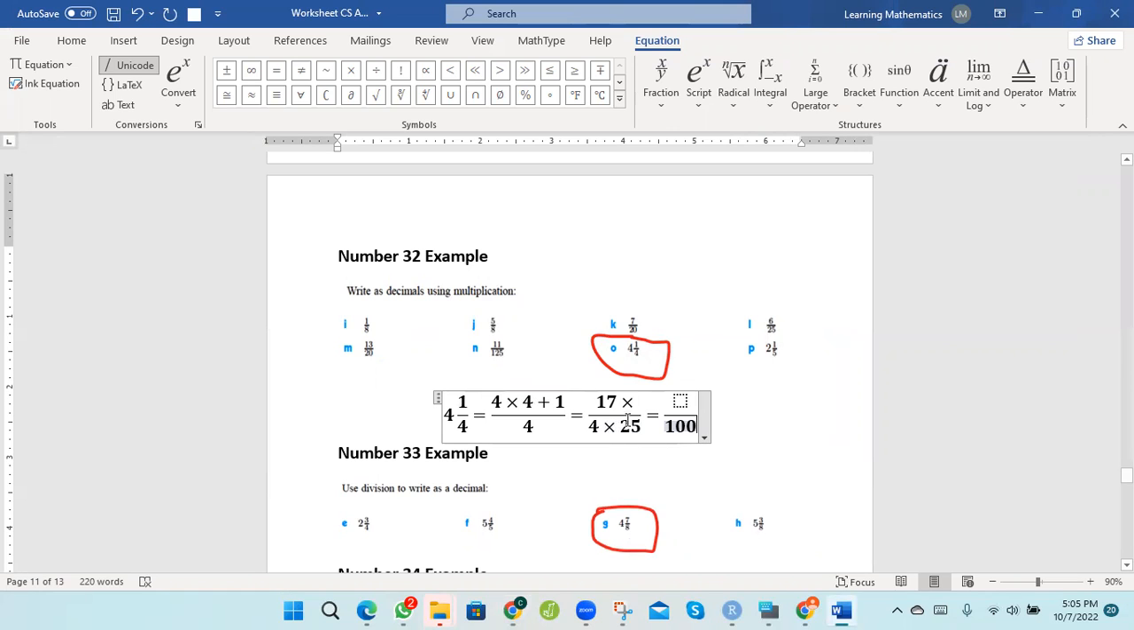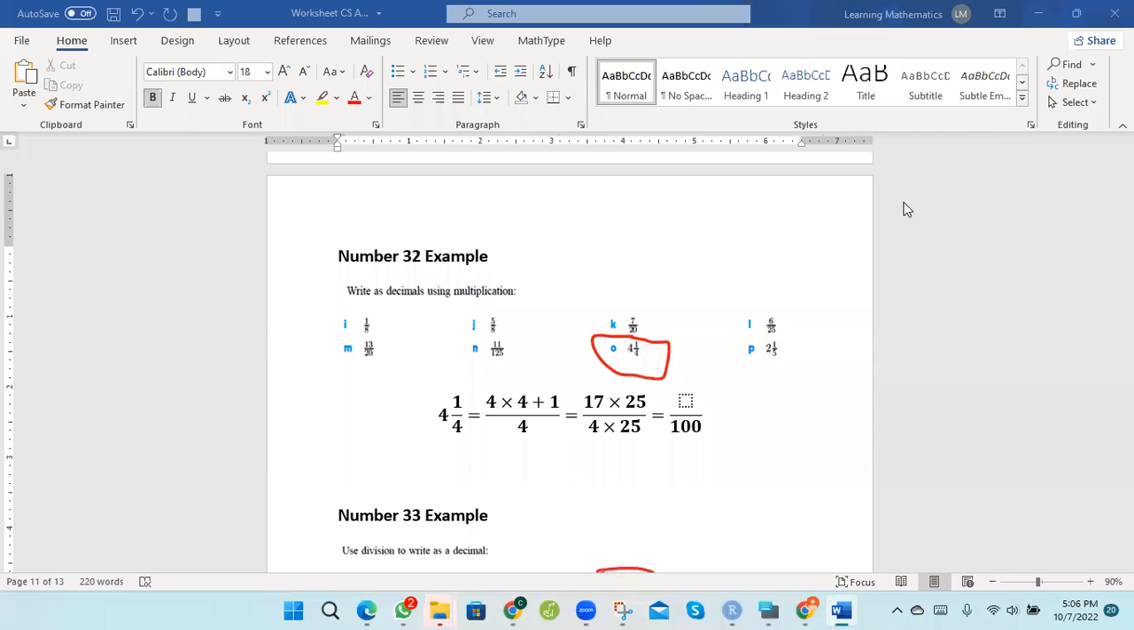So if you multiply 4 by 25, we have to multiply 17 by 25 also. What is 17 times 25? 425. 17 times 25 is 425.